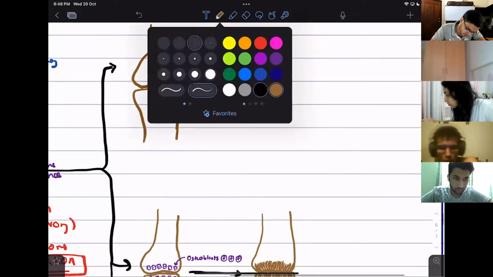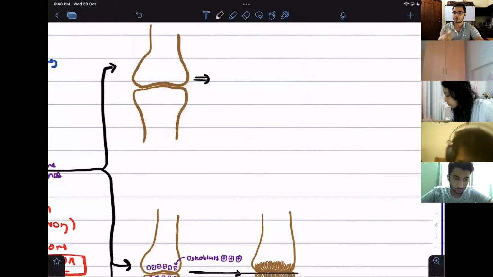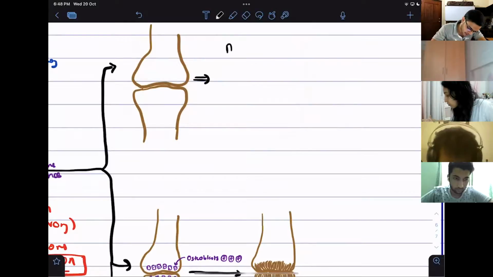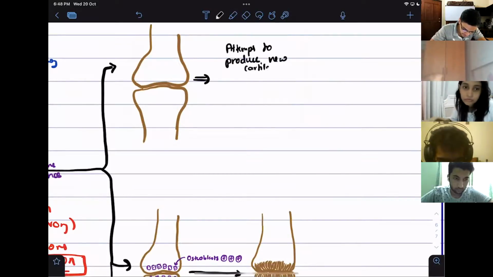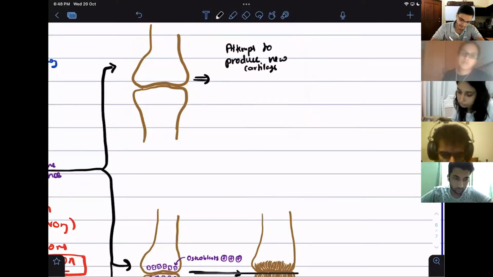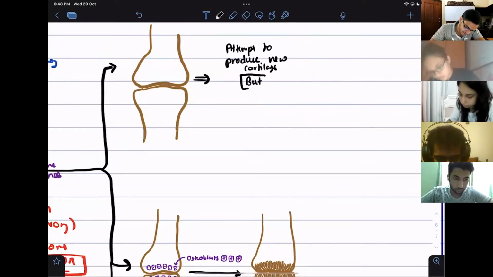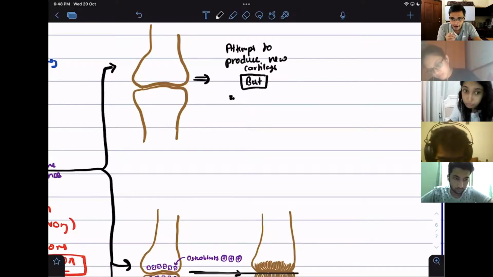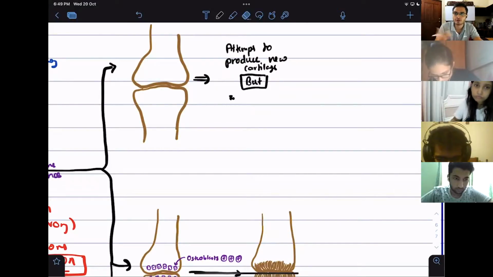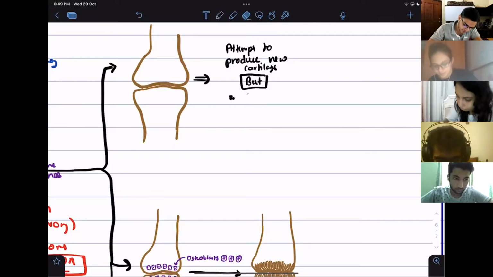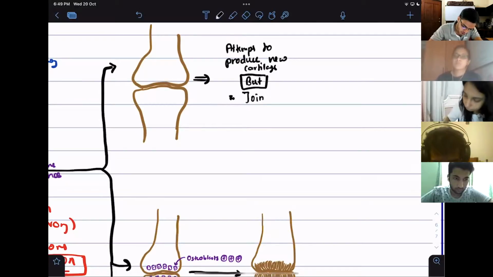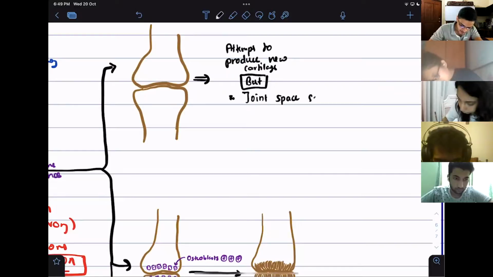So you can put an arrow. You can say the body attempts to produce new cartilage, right? But, put a big but there. First thing, what do you think about the joint space? Is there enough joint space to produce new cartilage? No, joint space is severely narrow.